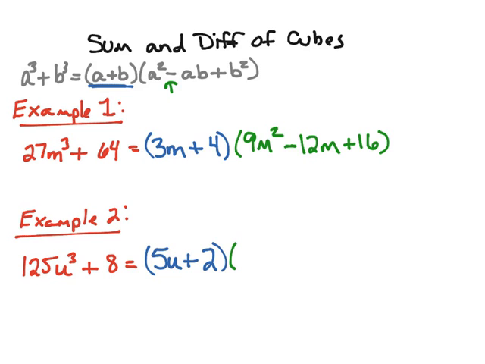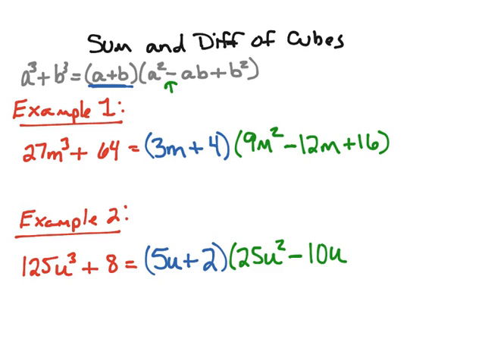To get the first term of your trinomial, you're going to take your a, which in our case is that 5u, and we're going to square it. So 5u times another 5u would give us a 25u squared. We're going to need a minus here. To get the middle term, we're going to have to multiply a times b. A is that 5u, b is the 2. So if I multiply those two together, 5u times 2 is going to give us a 10u.